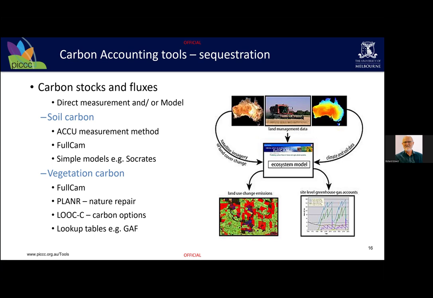What we have done in the GAF tools, the spreadsheet tools, is run the FullCAM model extensively across the whole country and come up with 500 various 100-year growth curves that are sitting in the GAF tools. So if you want a 5-minute answer, that's where you go and you say, well, I'm in northern New South Wales and I'm on a red soil and I've planted a fast-growing eucalypt and therefore have X number of tons, and this is how old it is. Various levels of resolution, as you can see. If you want the definitive answer, you probably go to FullCAM or direct measurement. If you want an estimate, you probably go to the GAF lookup tables.